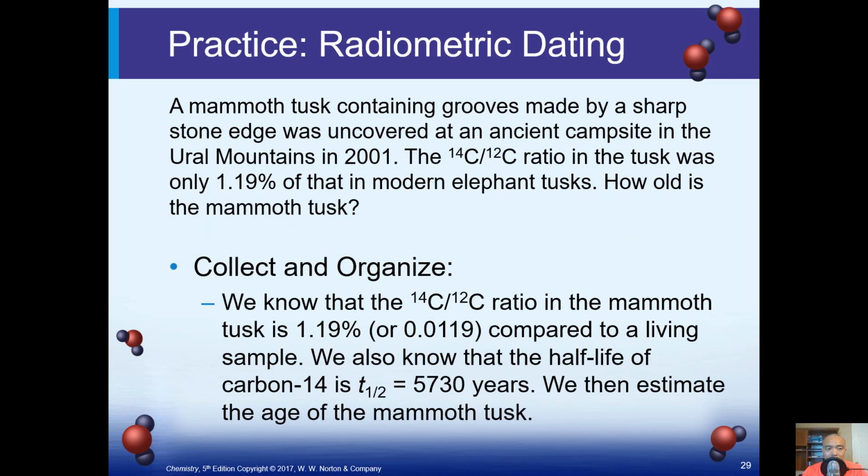Let's look at a real-life example. A mammoth tusk containing grooves made by a sharp stone edge was uncovered at an ancient campsite in the Ural Mountains in 2001. The carbon-14 to carbon-12 ratio in the tusk was only 1.19% of that in modern elephant tusks. How old is the mammoth tusk?